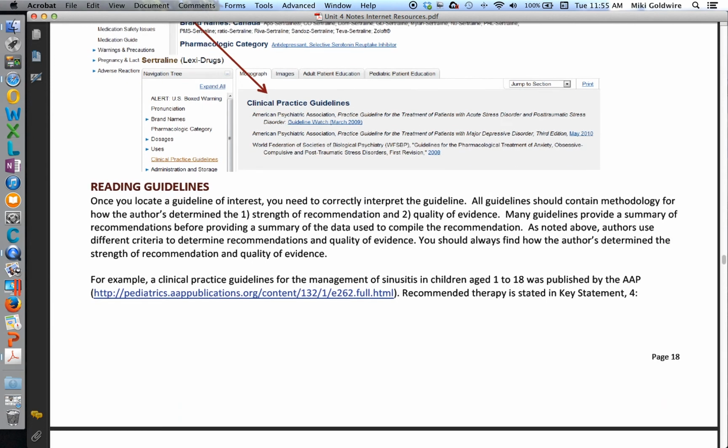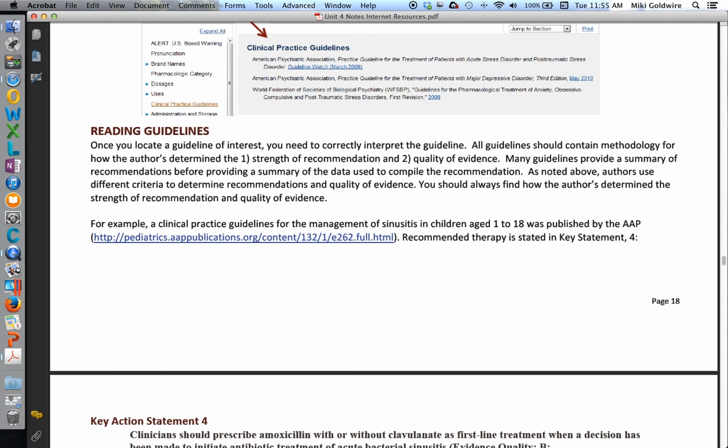So once you find the guideline you're interested in, you need to make sure to interpret it correctly. As I mentioned before, all guidelines contain methodology on how the author determined the strength of recommendation and the quality of evidence. You need to find that in the article itself to see how that strength of recommendation and quality of evidence is defined. An example I like to use is from the American Academy of Pediatrics.